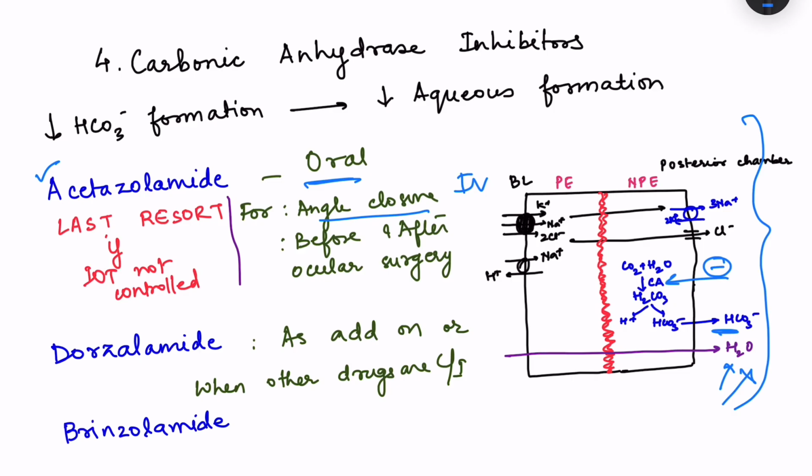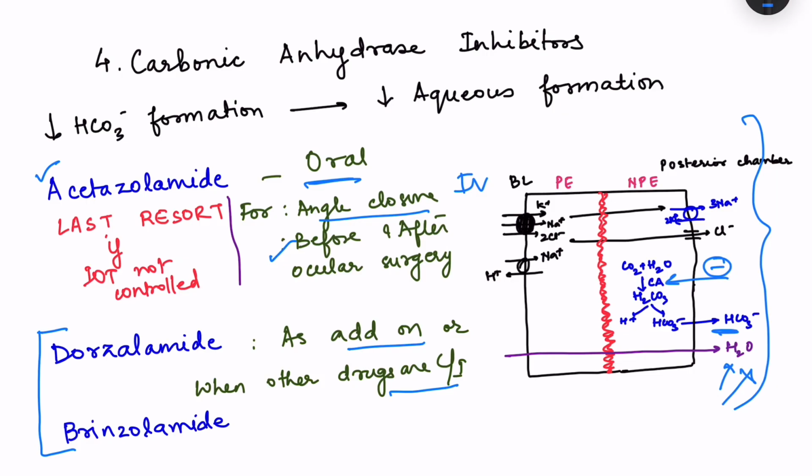It is also used before and after ocular surgery. Since acetazolamide is an oral drug and it can lead to many side effects, one of the very important ones being acidosis, topical carbonic anhydrase inhibitors have been developed, that is dorzolamide and brinzolamide, and again these can be used as add-on drugs or when other drugs are contraindicated. So again, if the intraocular tension is not being controlled by the other drugs, then these drugs can be added.